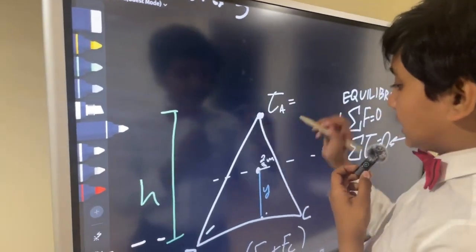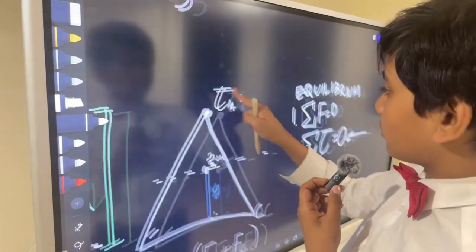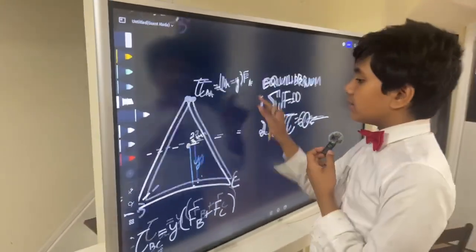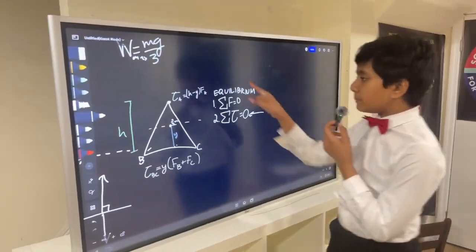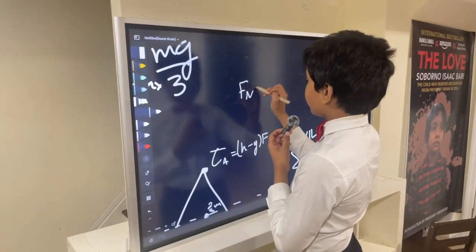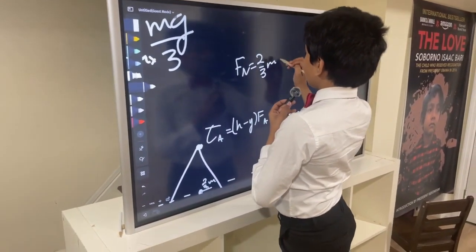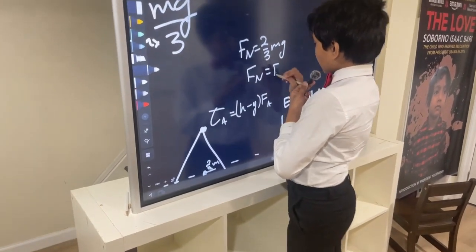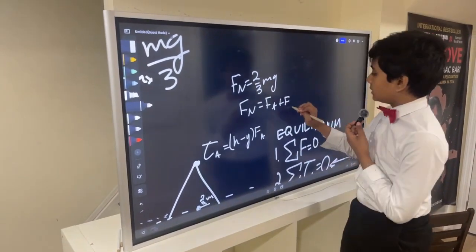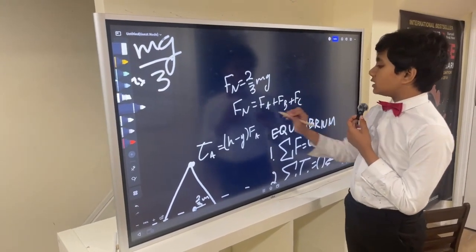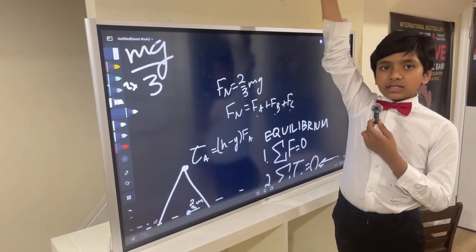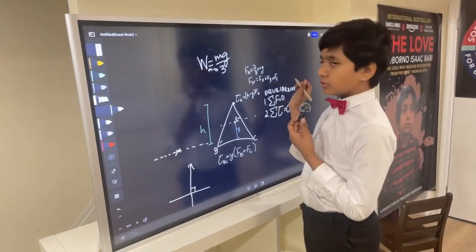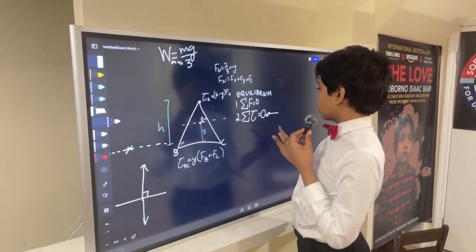Well, our radius is h minus y, which is this length right here, h minus y, and FA. And keep in mind that Fn is 2/3 mg, because it has to hold up the mass. And Fn is also the same as Fa plus Fb plus Fc, because all of these three are the individual forces of the table legs holding everything up. So all of those together must sum up to the table's total force.